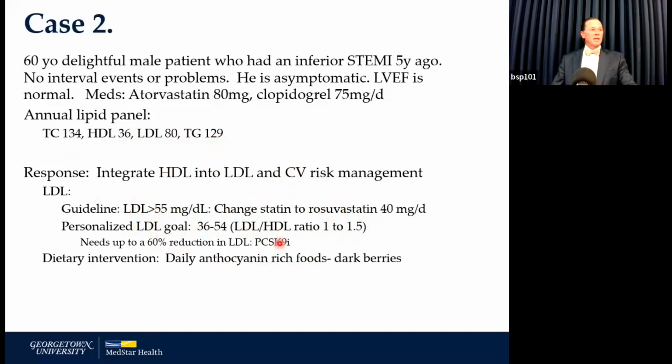And that's a PCSK9 inhibitor. Only way to go here. Can't mess around with ezetimibe. You can't mess around with bempedoic acid. You just got to go to a PCSK9 inhibitor. And then it's daily anthocyanin-rich dark foods, daily. So, buy some blueberries and have at it.